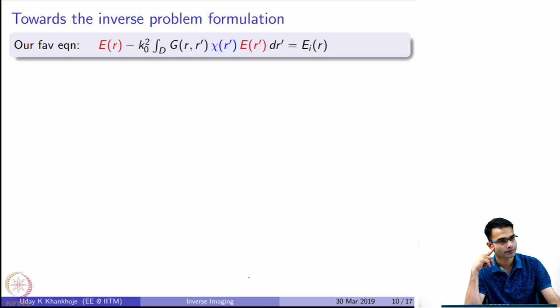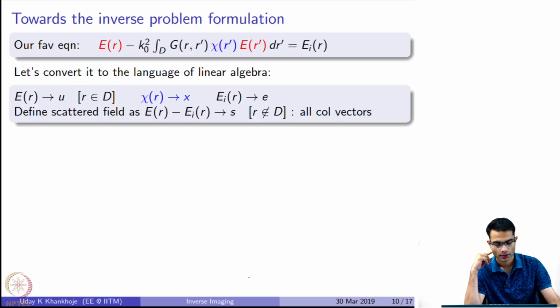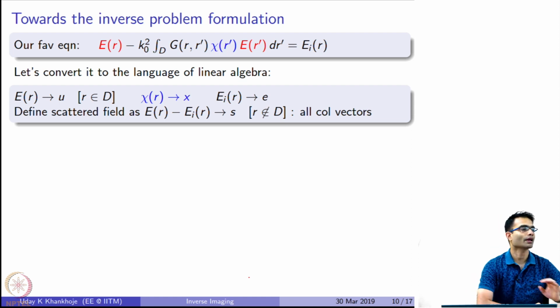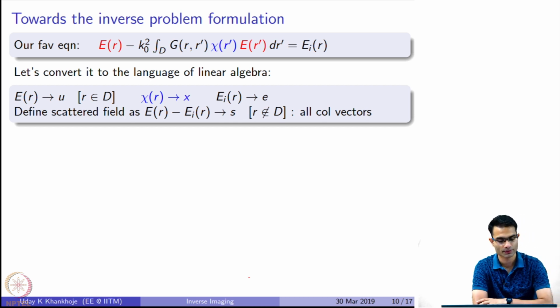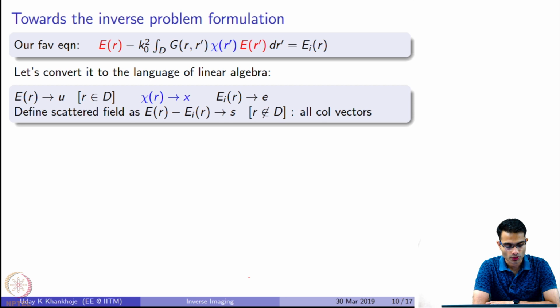Back to our favorite equation, right. Now, when I want to solve it, I am going to make a few steps to get it into the language of linear algebra, because we do not solve it in continuous variables, we discretize it. So, this electric field inside the medium, I am going to call it u. This chi r, I am going to call it x, and this incident electric field I am going to call it small e. So, these are just column vectors.